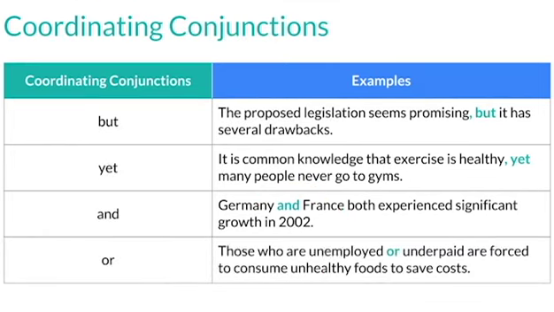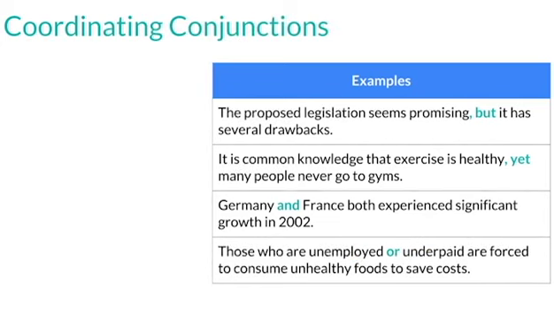Here's another example. Those who are unemployed or underpaid are forced to consume unhealthy foods to save costs. Now, in this example, we also don't use a comma. The reason for that is that this conjunction here is simply connecting the words unemployed and underpaid together. Okay, it's just connecting these two words. It's not connecting independent clauses, and therefore we don't use any comma with it.